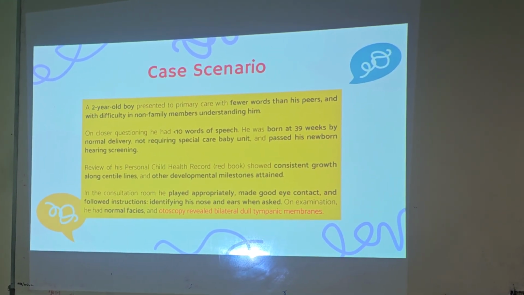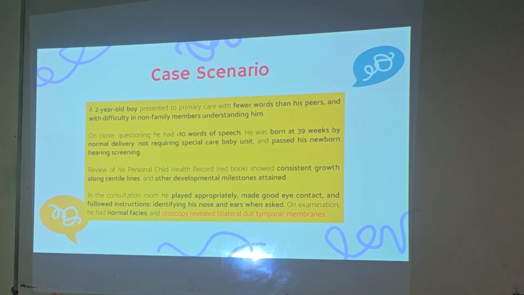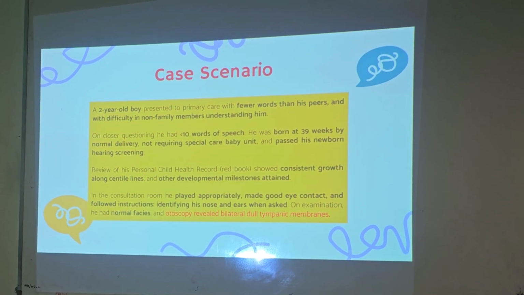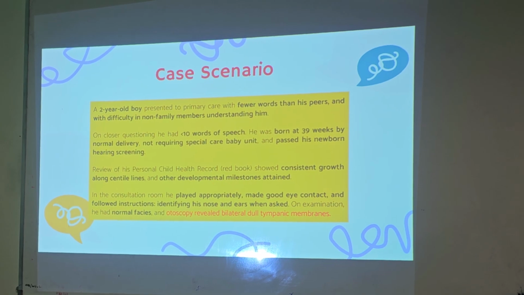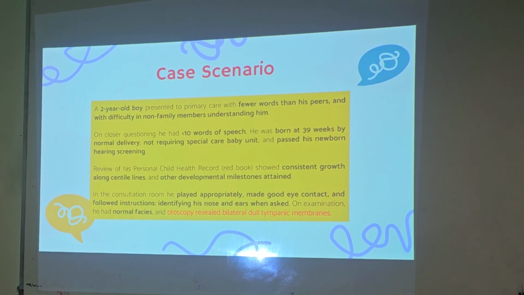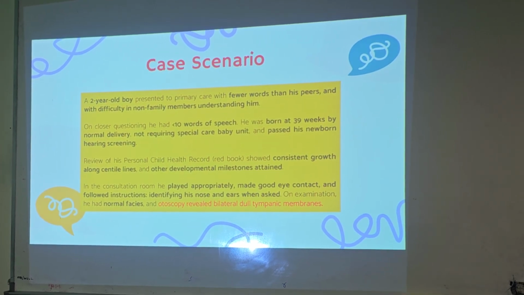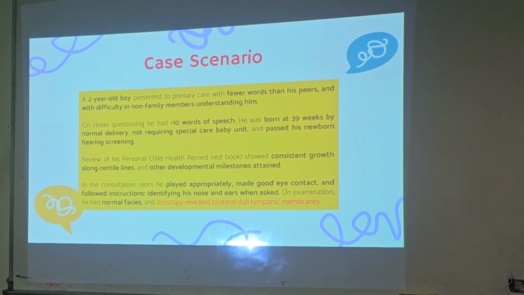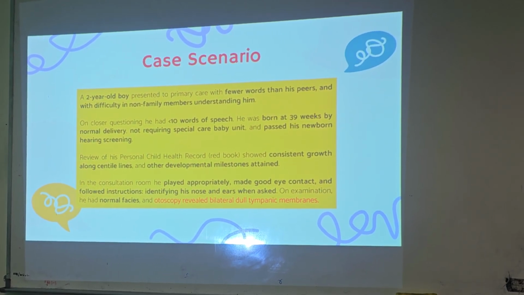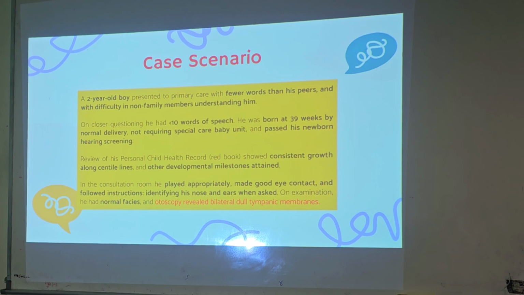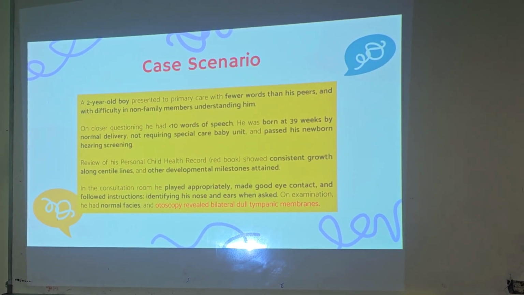Yes, that's correct. On his examination, you notice that in the consultation room, he is playing appropriately. He can make good eye contact. He can also follow your instructions. When you examine his face, there is no dysmorphism. You also do the hearing test, and you note that on otoscope examination, there's bilateral abnormal tympanic membrane. But I'd like you all to remember that on the examination, you only found abnormal findings on otoscope examination, and we'll hold this case for a while.